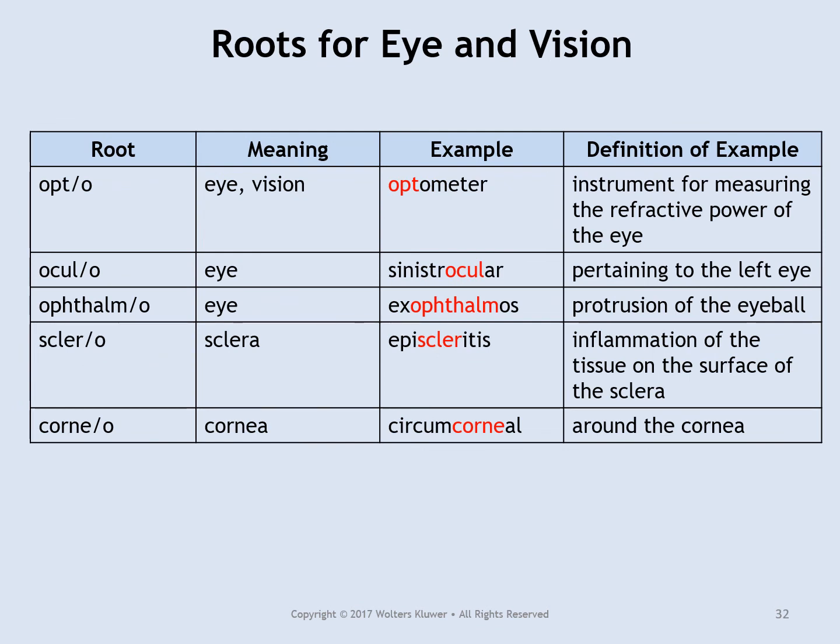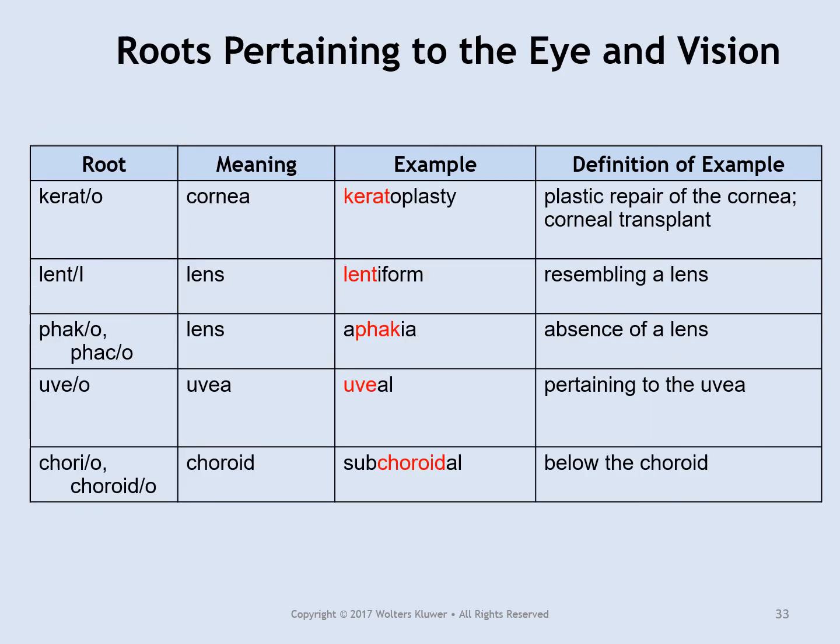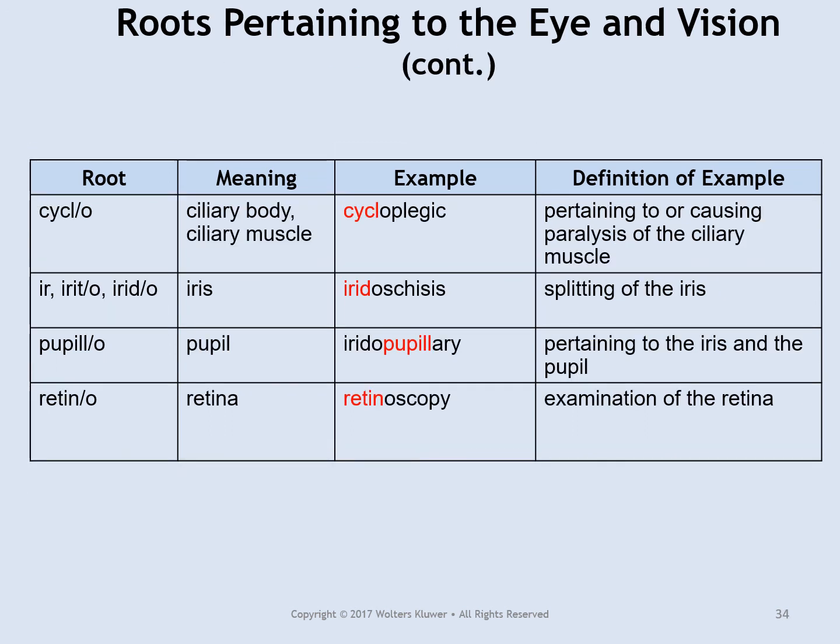Obviously, opto, oculo, ophthalmo, all three of these refer to the eye. Sclero to the sclera of the eye, corneo to the cornea. We'll talk about what both of those are. Keratosis also refers to the cornea. I would also know that for the quiz. Lenti or lentil to the lens, as does phaco. We have two words for lens. Uveo is our uvea, choreo is our choroid. Again, we will talk about all of these in a minute.